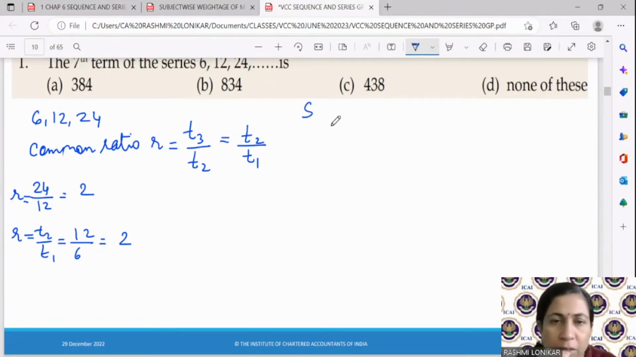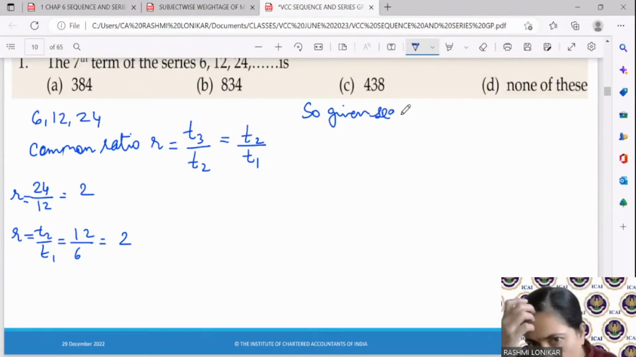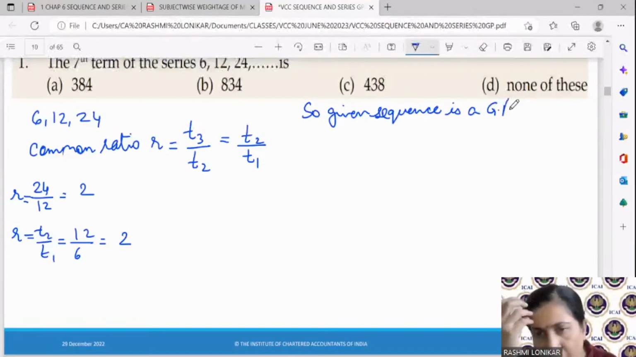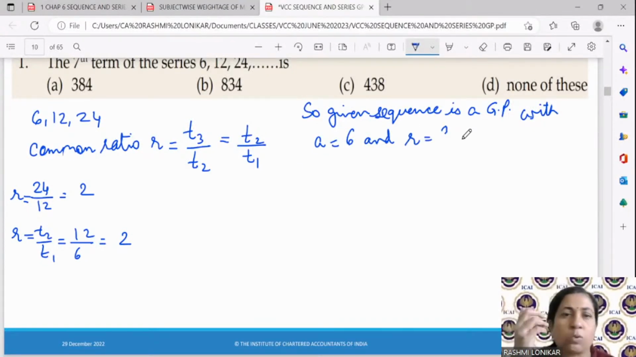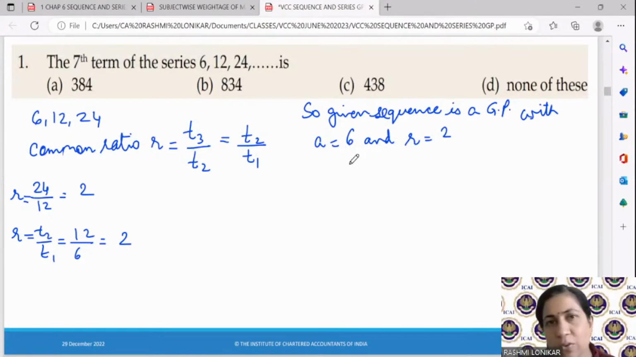So given series is a GP with first term A is equal to 6 and common ratio R is equal to 2. Now what are they asking? So we are doing the first type of sums where the series is given and you have to find out the nth term. So I am to find T7.